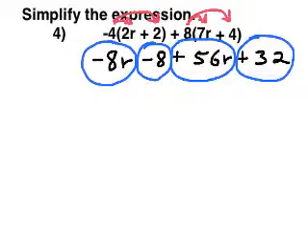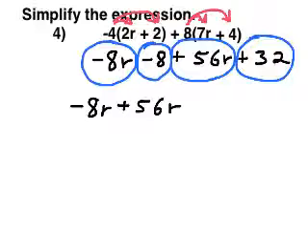This allows us to use the commutative property, which means anytime something is multiplied together or added together, you can move their position. You can move them around, make them commute. So we're going to do that. I'll have negative 8r, and that's going to be plus 56r, and then that's plus, I'll just put a parentheses just to keep the signs separate, negative 8 plus 32.